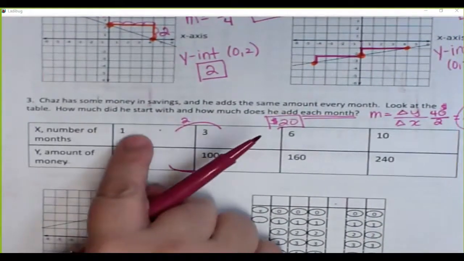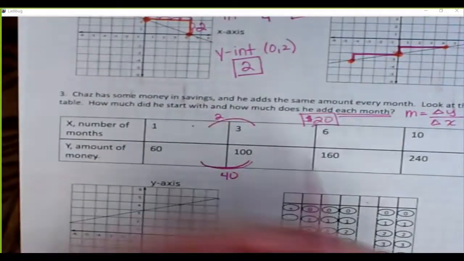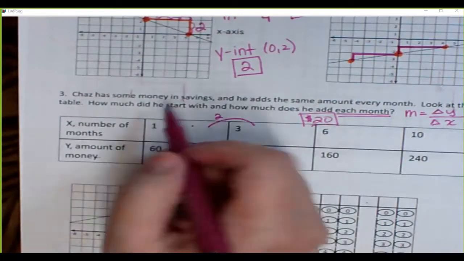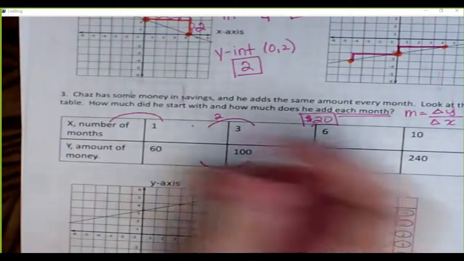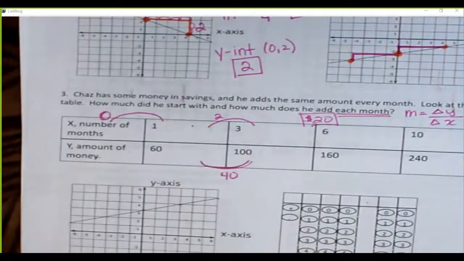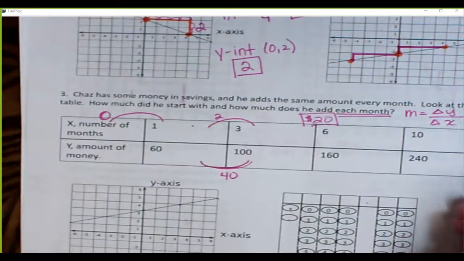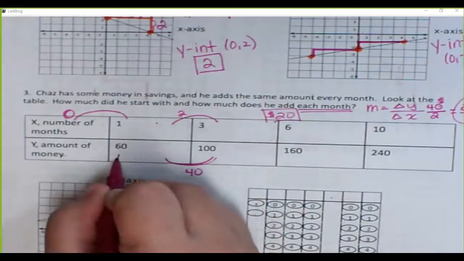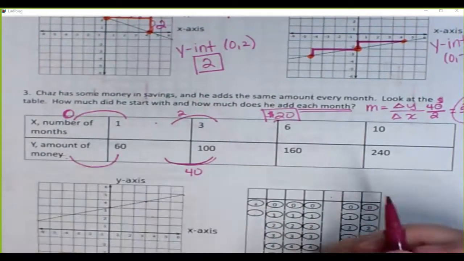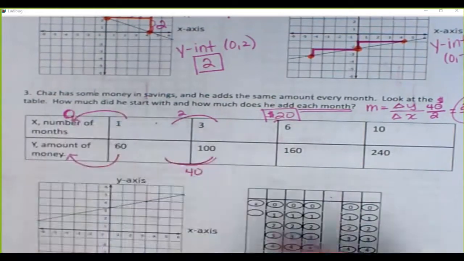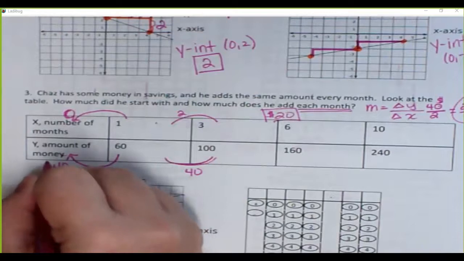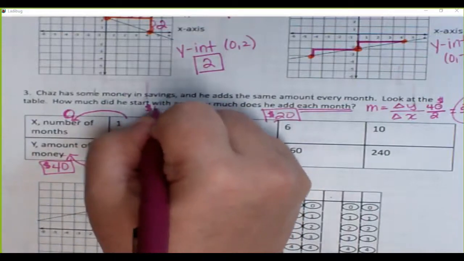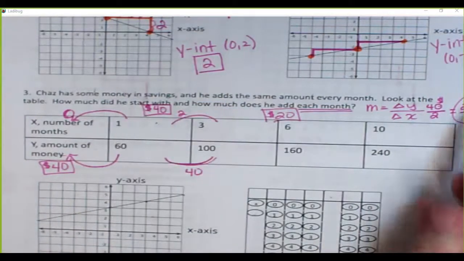Now they want to know, how much did we start with? Well, if at month 1 I had 60, how many times do I have to go backwards to get to the 0 month where we begin? I went back just 1 month to make it at 0, right? But I know that 1 month is how much money? $20. So if I have $60 at the first month, how much do I have at month 0 when I started? $40. So we started with $40 and we put in $20 every month.